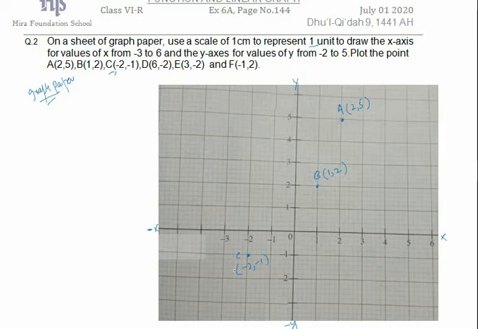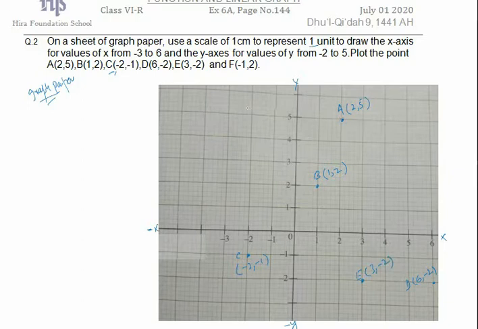C is written as -2 and -1, and D is 6 and -2. So 6 is plus and -2 is minus here, so D is 6 and -2. For E, X is +3 and Y is -2. So we move down, and E is 3 and -2.